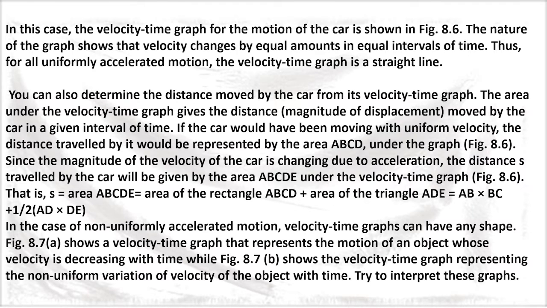The displacement of an object moving with uniform velocity is the product of the velocity and the time, which is enclosed by the velocity time graph and the x-axis, and will be equal to the magnitude of displacement. Let's see further how to represent different values on the velocity time graph.